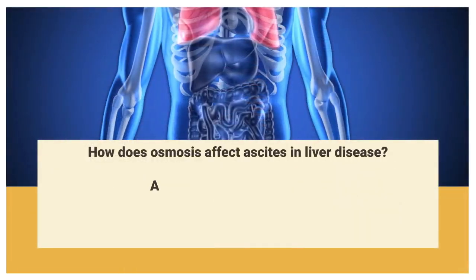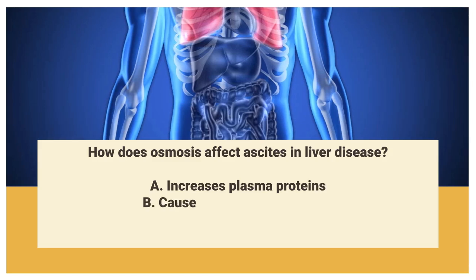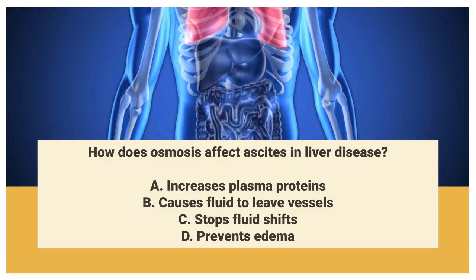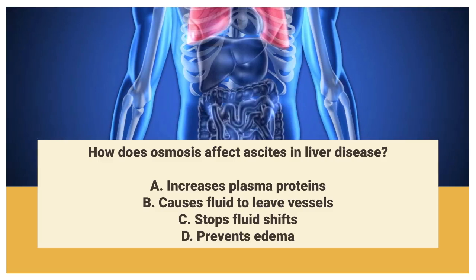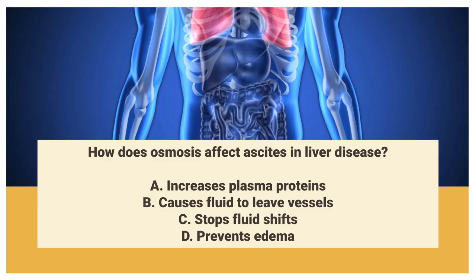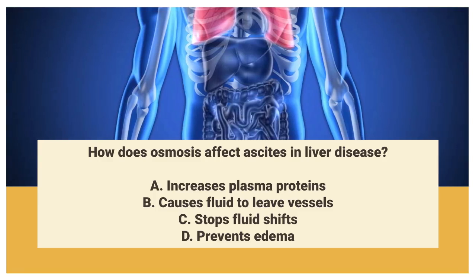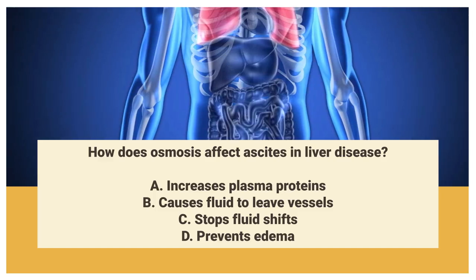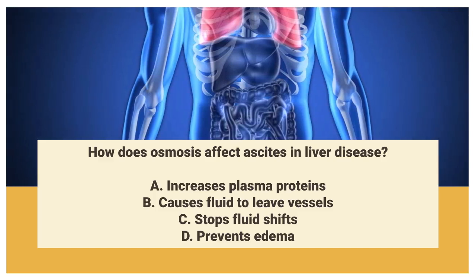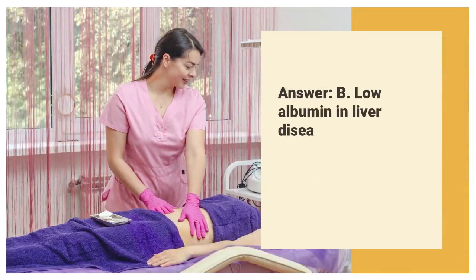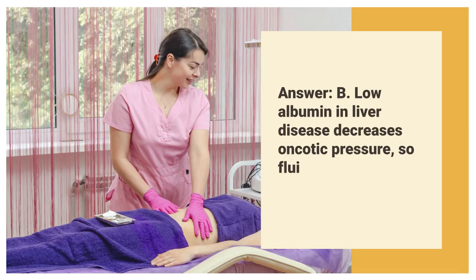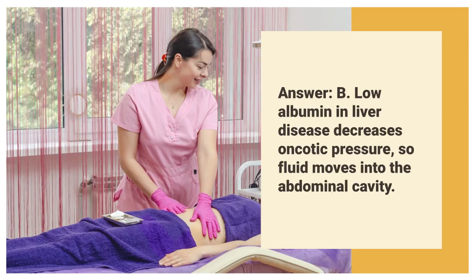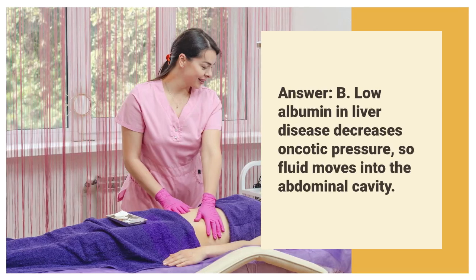How does osmosis affect ascites in liver disease? It increases plasma proteins. It causes fluid to leave vessels. It stops fluid shifts, or it prevents edema. The correct answer here, B. Low albumin in liver disease decreases oncotic pressure, so fluid moves into the abdominal cavity.